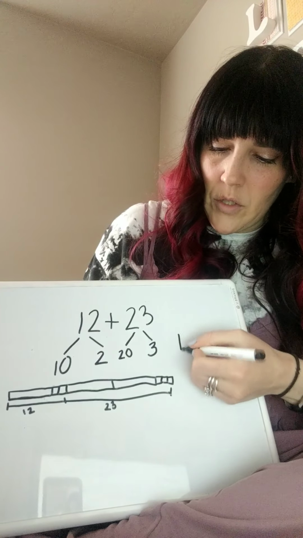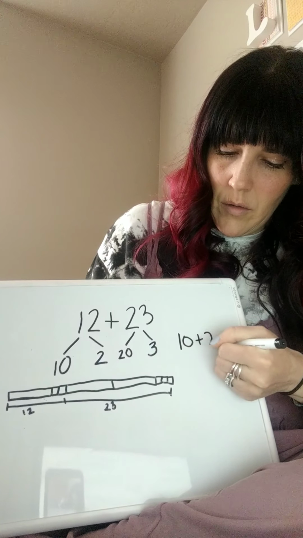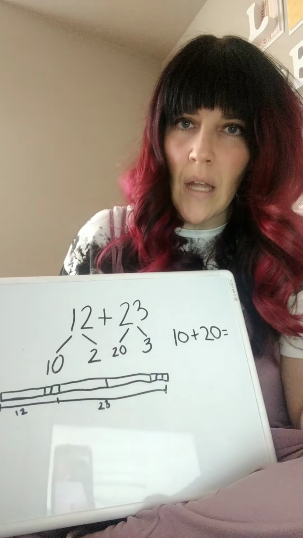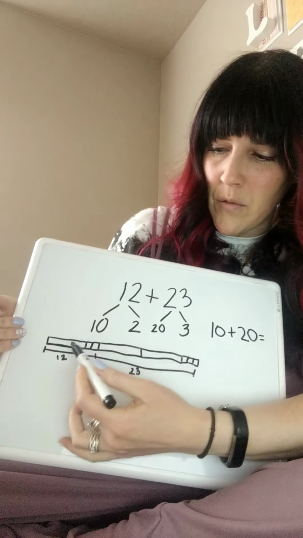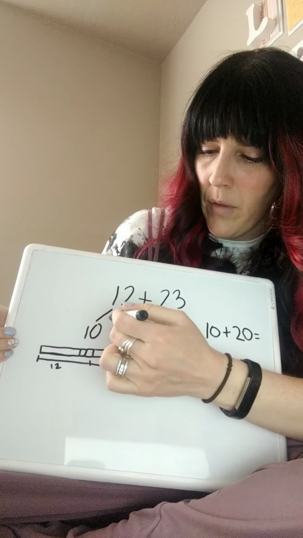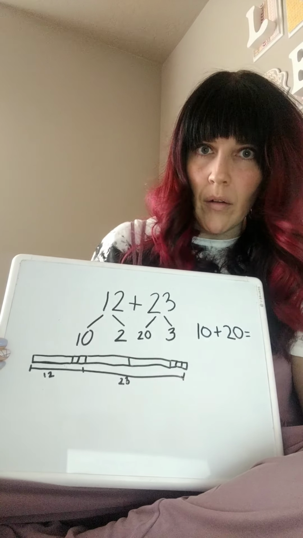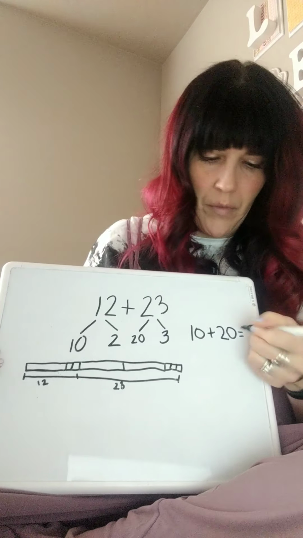She started off and she did 10 plus 20. Holy moly. Where'd she get the 10? Where'd she get the 20? All she did, boys and girls, was she took the 10s and she combined the 10s. She took the 10 from 12 and she took the 20 from 23. She combined them together and got 10 plus 20. And what does that equal? 30.